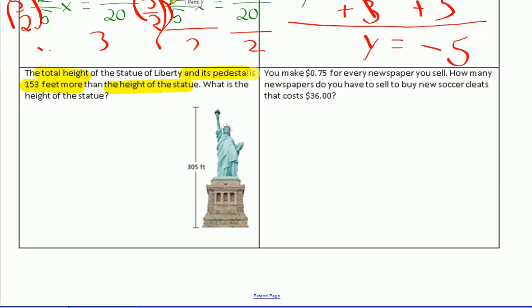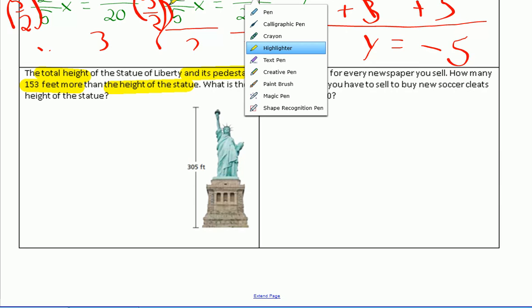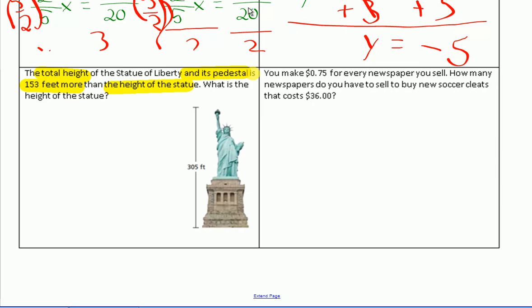Lots of stuff to highlight. I think I highlighted too much. But what I should be looking for, but I do not see, is a letter. I don't see a variable. So I need a let statement. Because we're talking about the height of the statue, maybe you want to use an S, maybe you want to use an H. Doesn't matter. But I'm going to write S, height of statue.